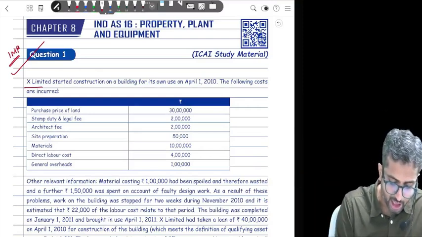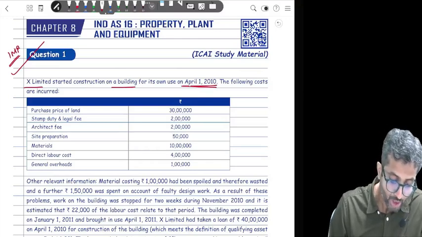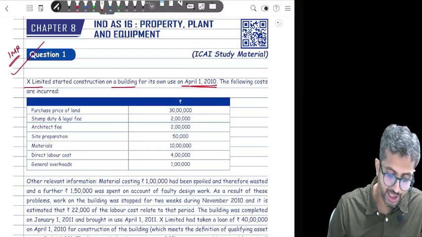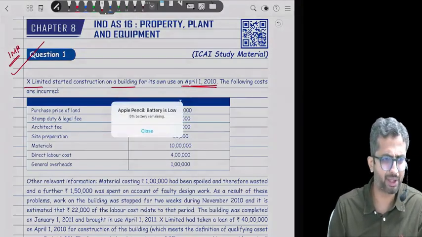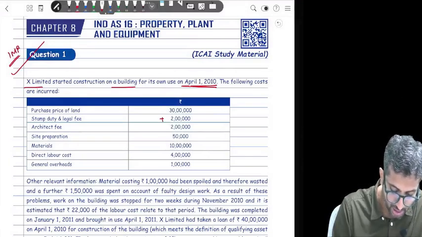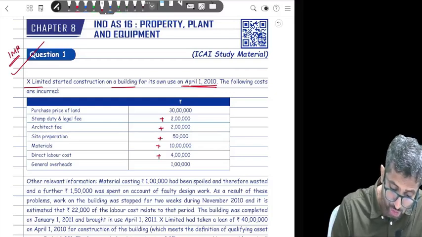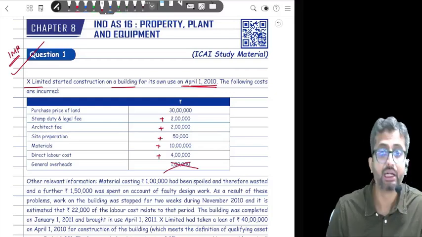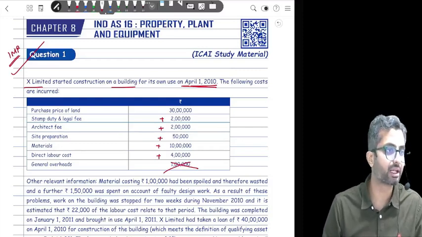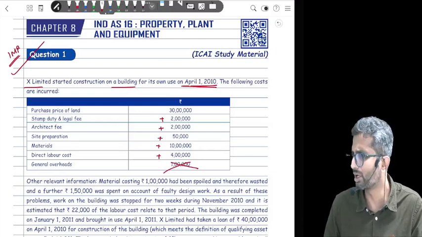X Limited started construction of a building for its own use on 1st April 2010. The following costs are incurred. Purchase price of land, should that be capitalized? Stamp duty and legal fee, should that also be capitalized? Architect fee, directly attributable. Site preparation, materials, direct labor, general overheads. No, why? General, not directly attributable, general. Others were directly attributable and hence you can capitalize.